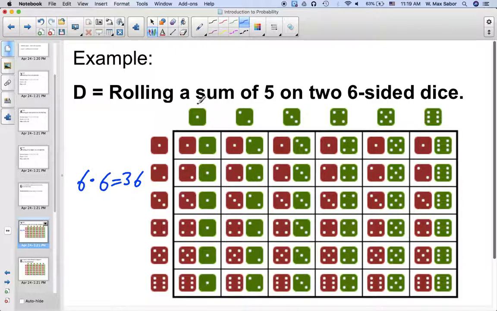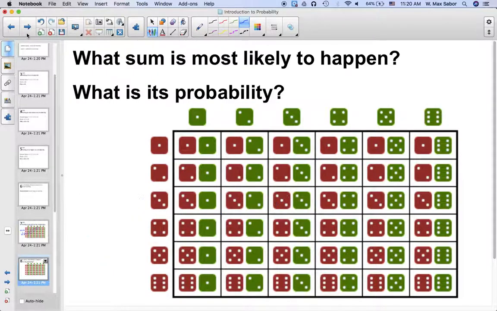Now, how do we get a sum of 5? So that's 4 and 1, 3 and 2, 2 and 3, and 1 and 4. So really, there are 4 ways to get a 5 out of the 36 possibilities, which is a probability of 1/9. You'll notice that they're not all equally represented.